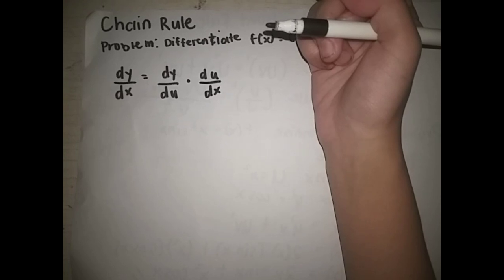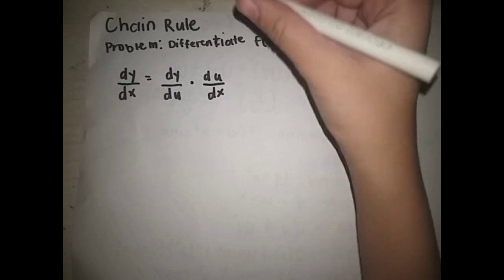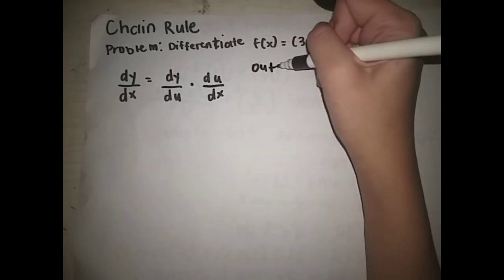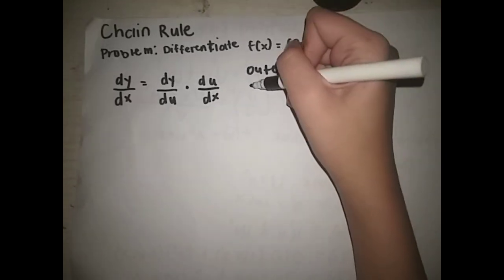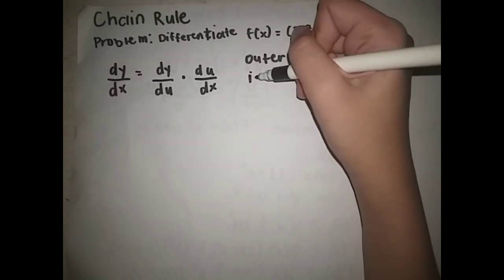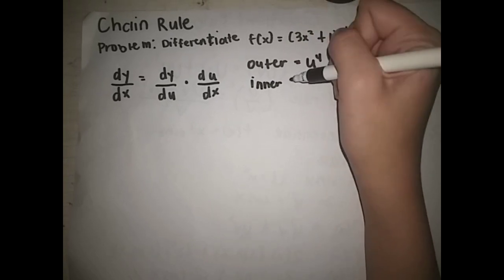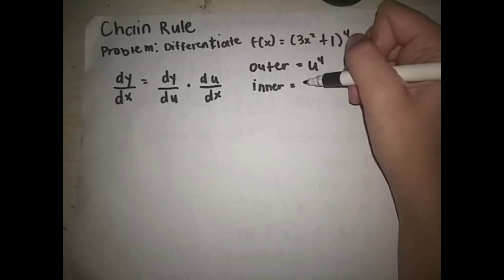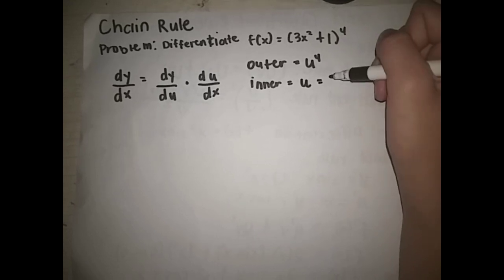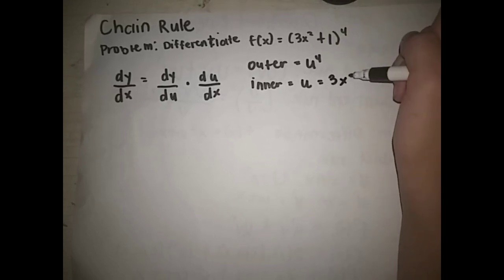Then after that we need to find the derivative of the outer function. And the derivative of the outer function is 4u raised to 3. And after that, find the derivative of inner function. And the derivative of it was 6x.